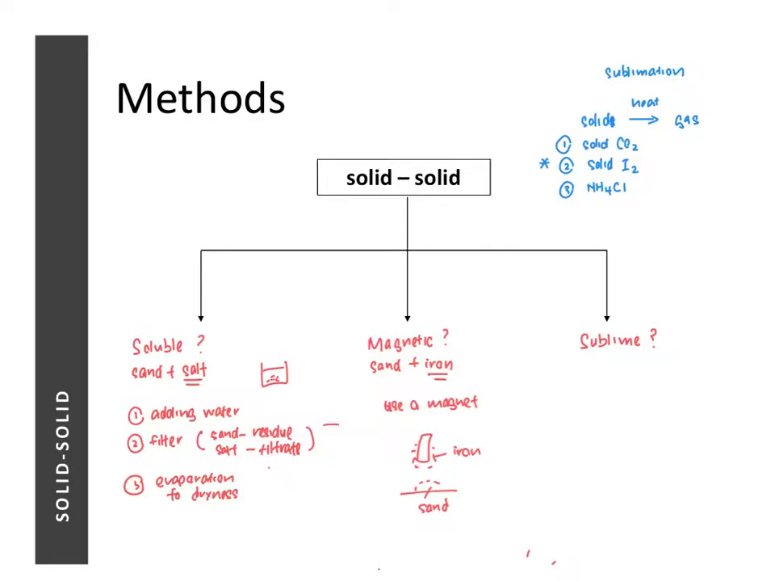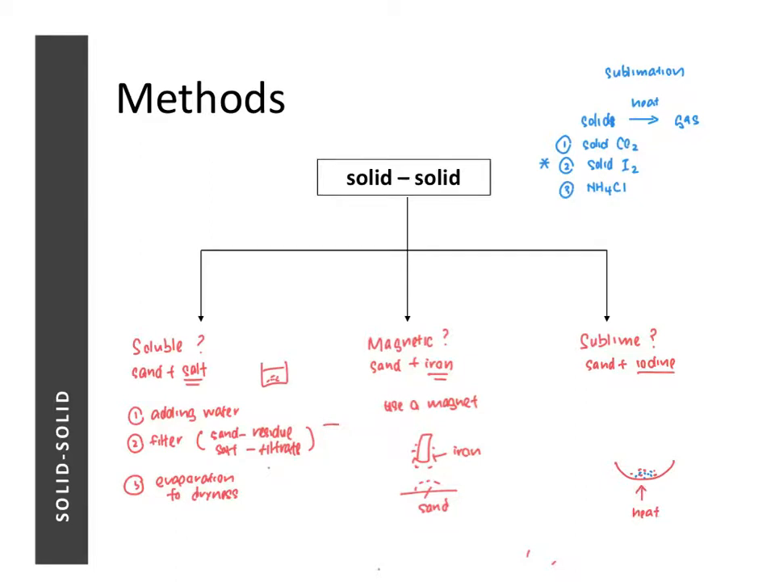The last type of solid-solid mixture is where one of them can sublime and the other one doesn't. The example would be sand and solid iodine. So solid iodine, we know that it can sublime. So how do we separate the two? Now imagine that we have a mixture of sand and iodine. One of them can sublime, the other one cannot. So the way to separate them is to apply heat.